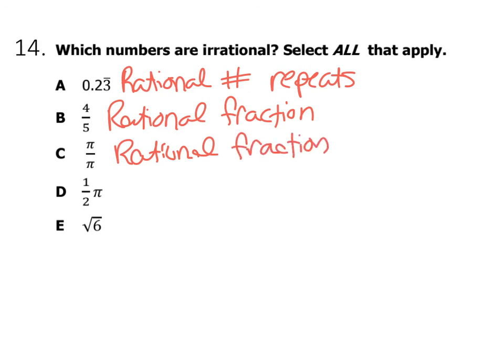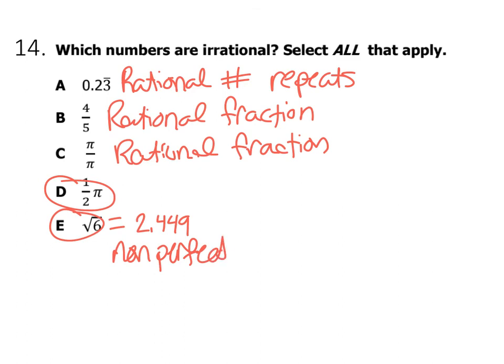One half times pi is irrational because anything times pi is going to be irrational. And then the square root of 6, on my calculator I'll do second, x squared, 6. And I know the square root of 6 equals 2.449. So it is also irrational because it is a non-perfect square.